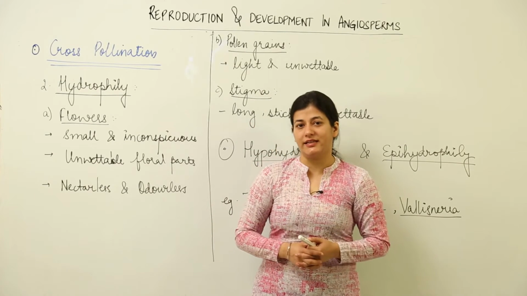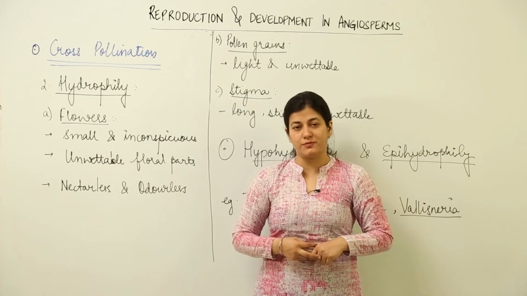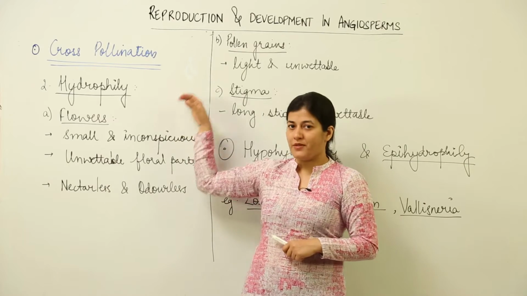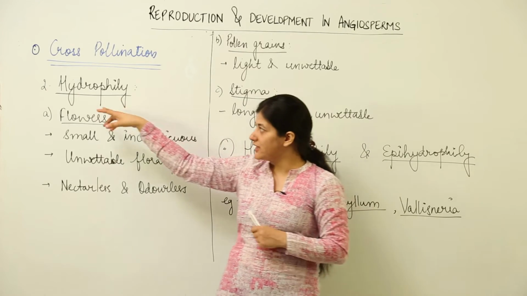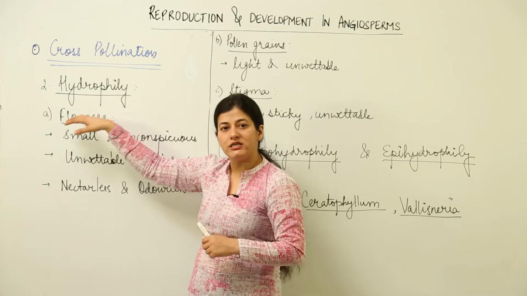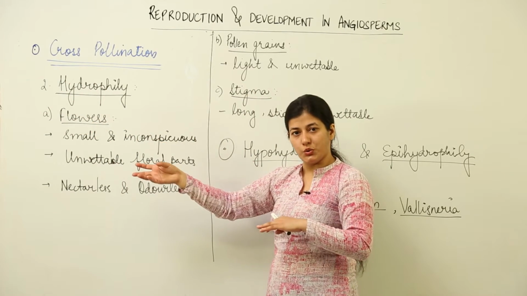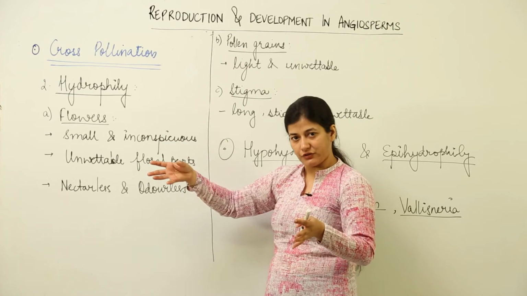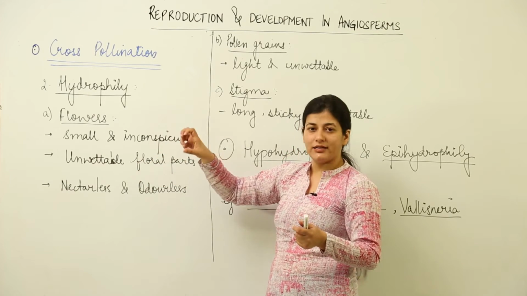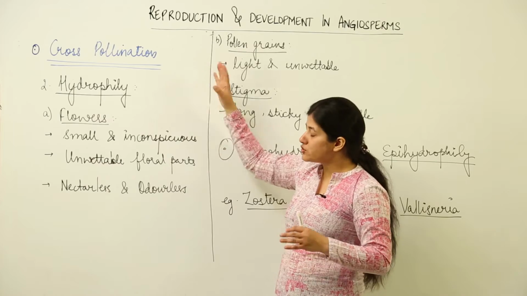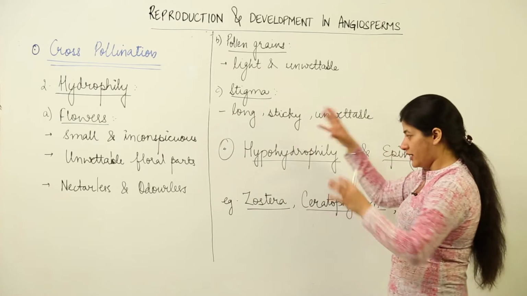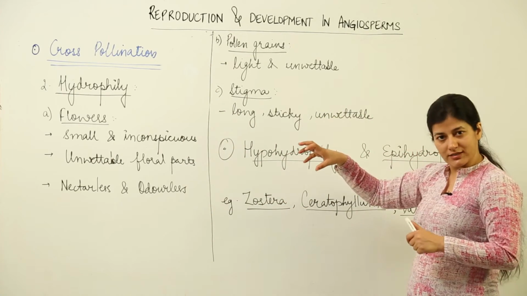The next thing that we have in the topic of cross pollination is hydrophily. The name is quite descriptive in itself. Hydro means water, and we are dealing with cross pollination. So over here the transfer of pollen to the stigma of the genetically different flower will be brought about by the agency of water. What would be the different characteristics?